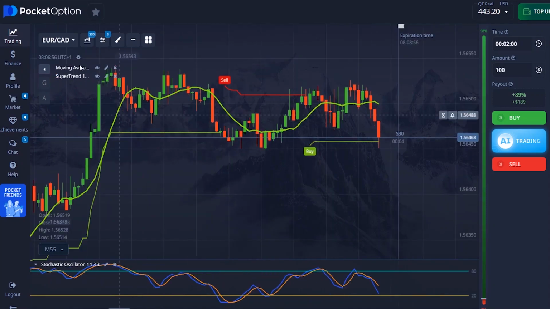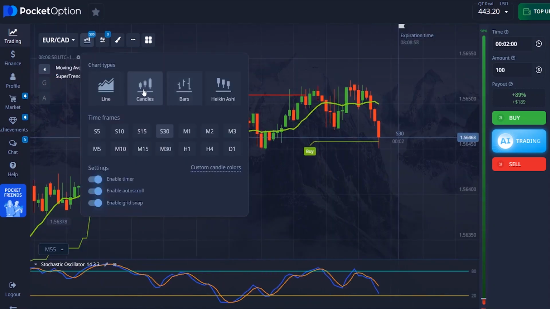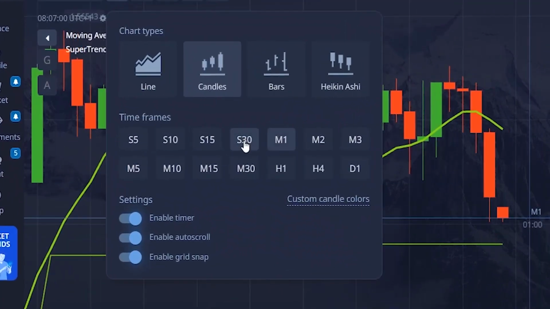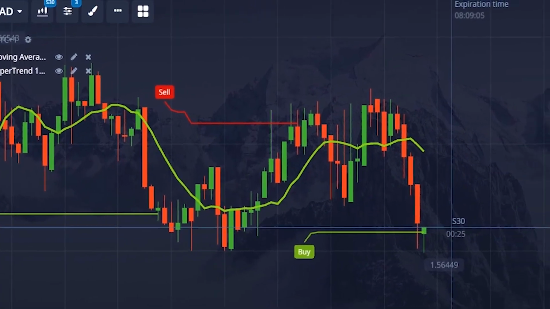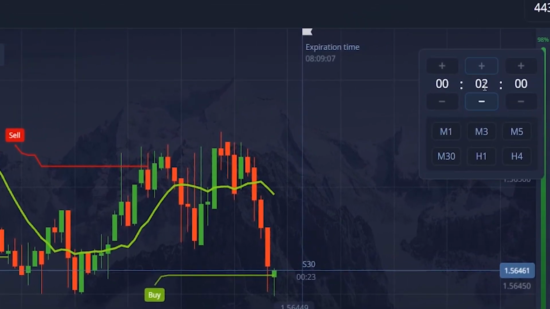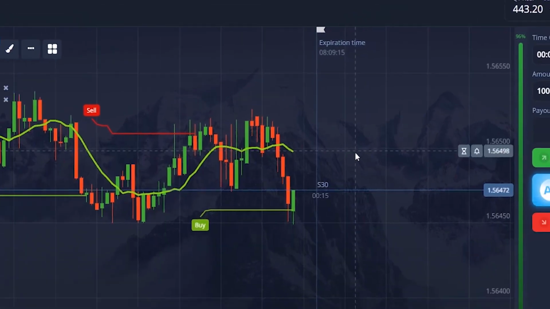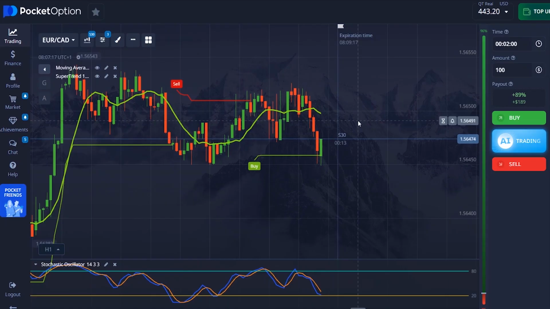With this strategy, I'm going to make use of the normal Japanese candlestick. I'm going to be using a 30 seconds candle time frame. Right here, I'm going to be using it on a 2-minute expiry time. I hope you're getting that right. So that is all you need to take note of regarding this strategy.